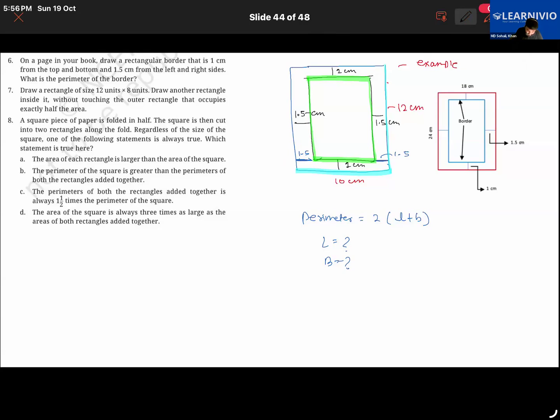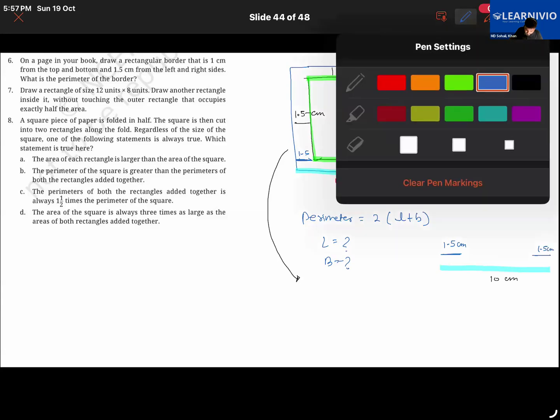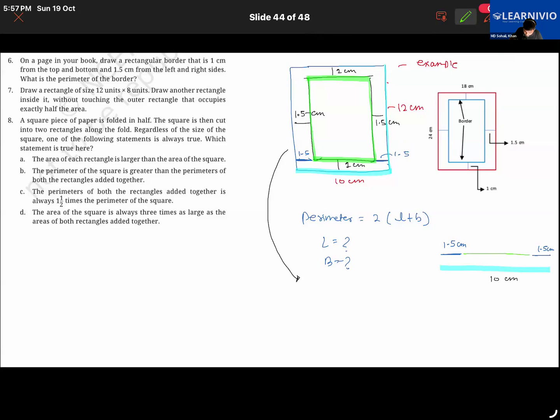Look over here. If this much is equal to 10 centimeter, and this much is equal to 1.5 centimeter and this much is equal to 1.5 centimeter, here you are supposed to find this much of length. So exactly, we are going to subtract 1.5 plus 1.5 from 10. That is, 10 minus 1.5 plus 1.5. That is going to give you the measurement of this side.